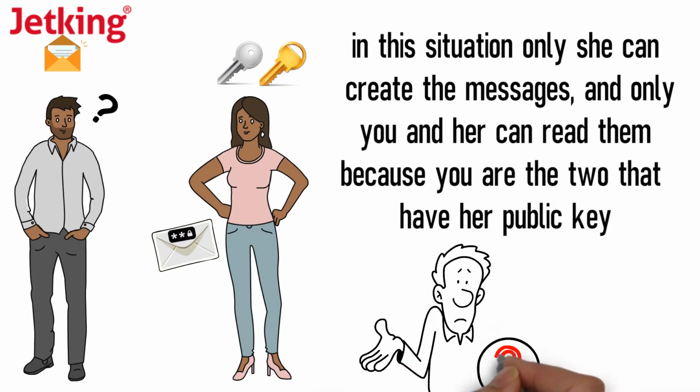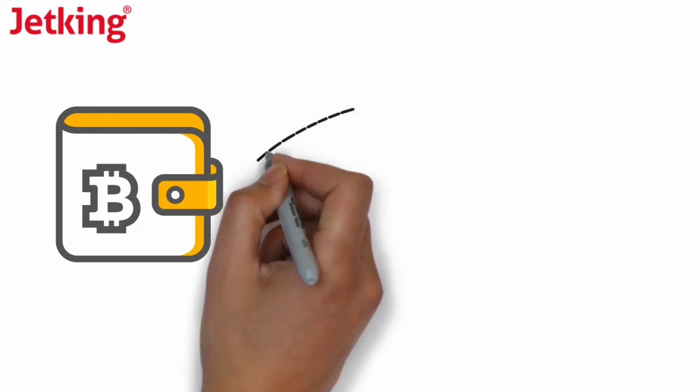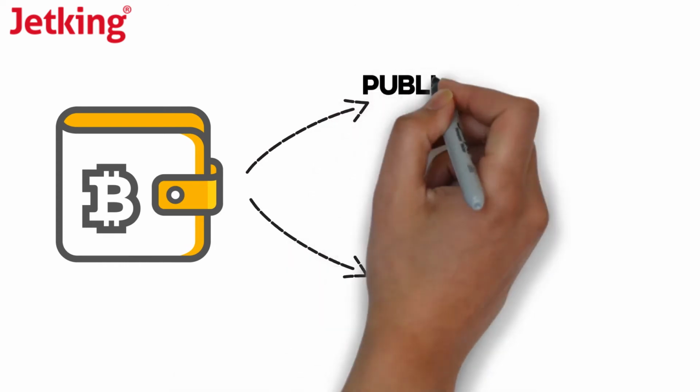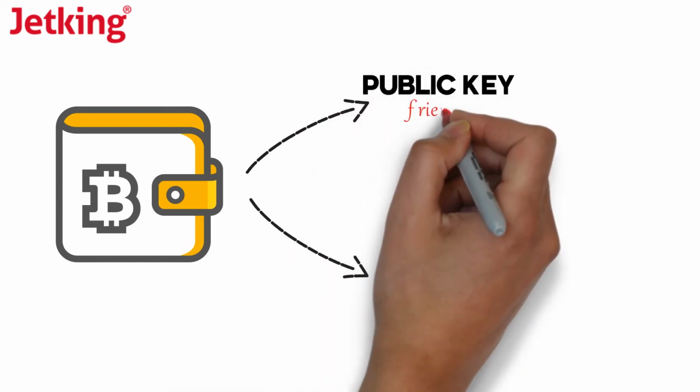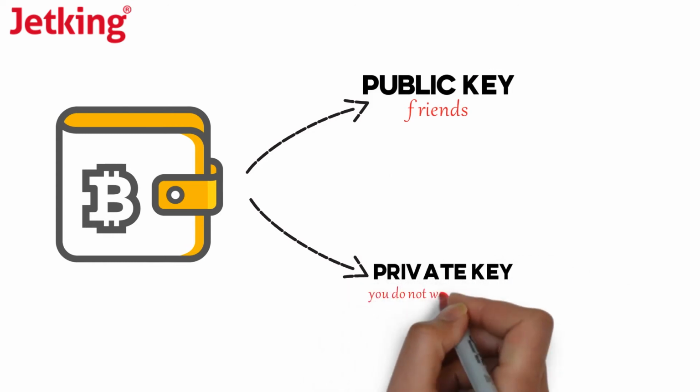So we're pretty far into this video and we really haven't even talked about cryptocurrency wallets. Well, actually, you have two keys that act in a similar manner. There is a public key that you share with your friends so that they can pay you, but there's also a private key. You do not want anyone else to have that private key.